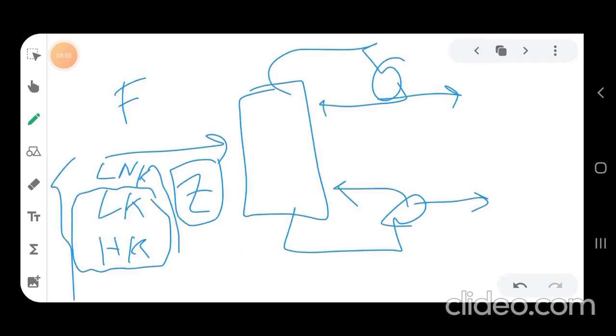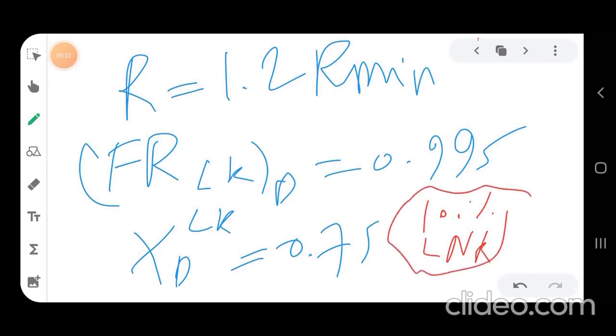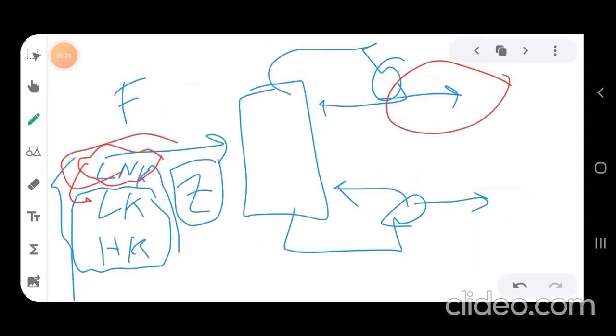And as we assumed before, this light non-key, as it is lighter than the light key, will be recovered totally in the distillate. That's why he mentioned this information, that we have 100% recovery of the light non-key. So we recover 100% of the light non-key in the distillate. All of this light non-key will be recovered here, and there will be no light non-key here.